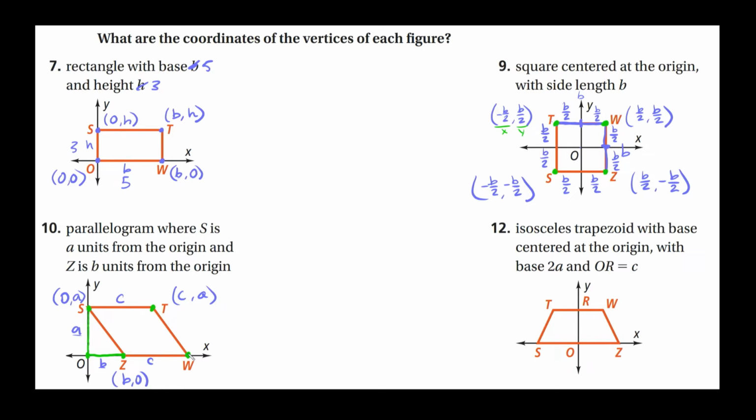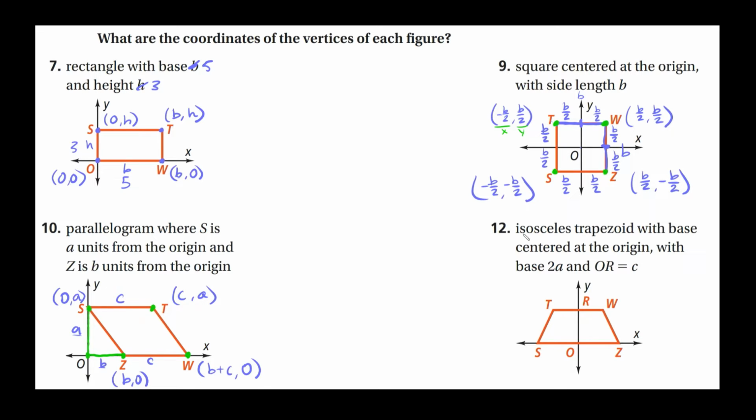Now, how do we get to W? Again, we have to go over how many units? We have to go over this distance, which we know is b, and this distance, which is c. So basically b plus c. That's the distance from the origin to W. So our x coordinate would be b plus c. And then we don't go up or down, we just stay on the axis, so the y coordinate would be 0.